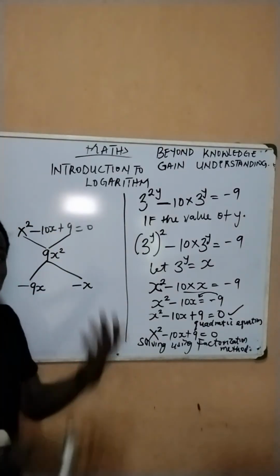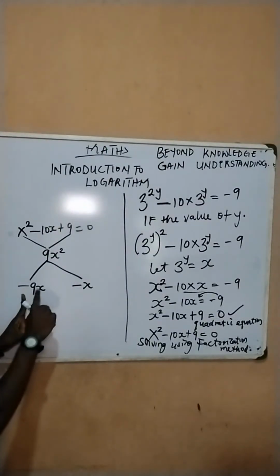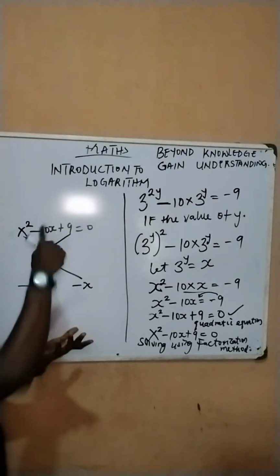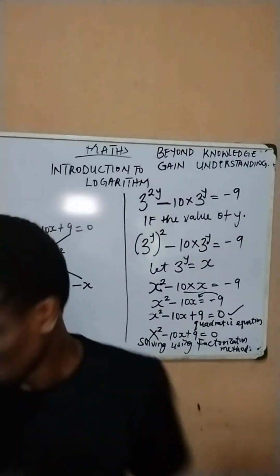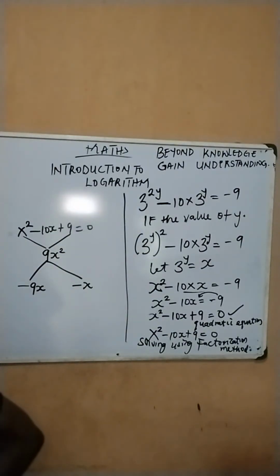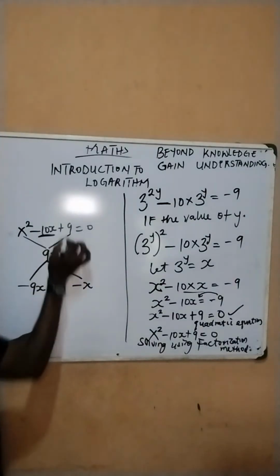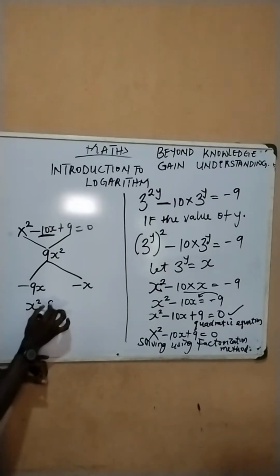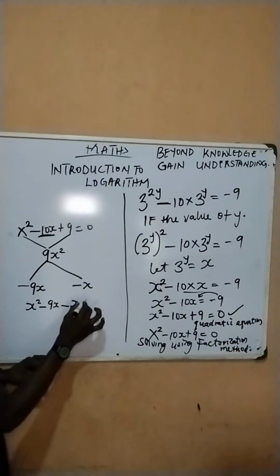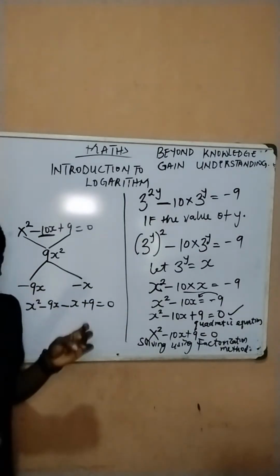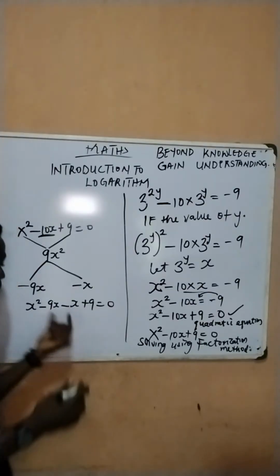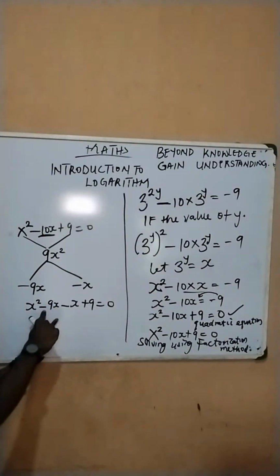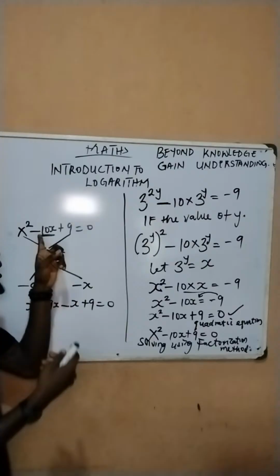The second criterion is if I add them together. Negative 9x plus negative x gives me negative 10x. So I've gotten the two values I'm looking for. The next thing I'm going to do is replace this negative 10x with these two expressions. So it's now x squared minus 9x minus x plus 9 equals 0. I've not really done much, because if you join them back together, negative 9x and negative x still give you negative 10x.